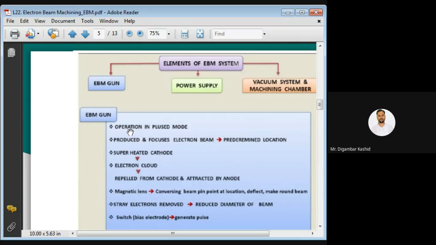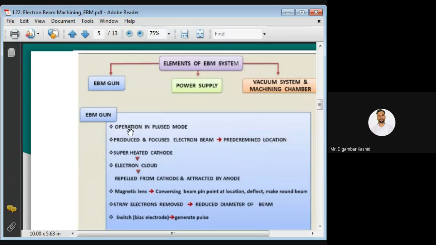There is a superheated cathode in that electron beam gun, and usually it is a tungsten filament which is heated up to a very high temperature. I repeat, in the electron beam gun there is a superheated cathode. Superheated cathode means what? It is usually your tungsten filament, which is heated up to a very high temperature, or you can use a solid block of cathode, which is heated up by the radiation of the filament. Both things are possible.